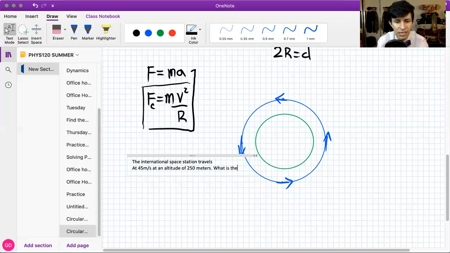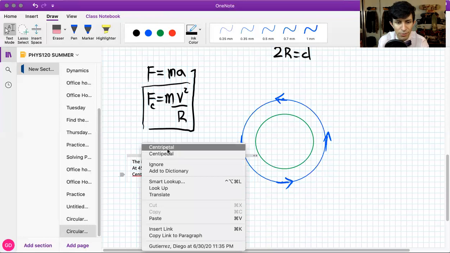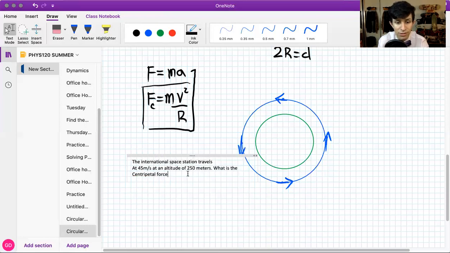What is the centripetal force? I thought I was going to spell it right. Centripetal. Oh, it's a T. Oops. What is the centripetal force on the space station?